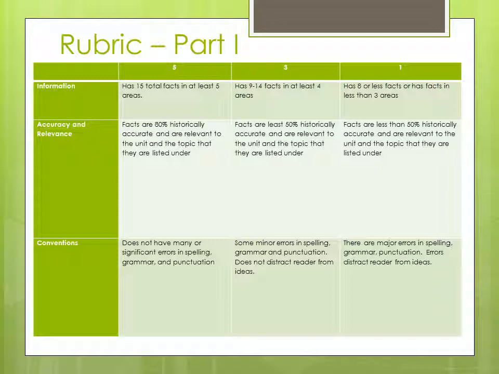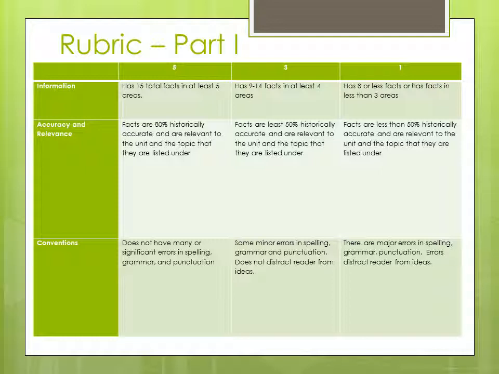Your facts are 80% historically accurate. Your facts are 50% accurate. Or your facts are less than 50% accurate. And then spelling, punctuation, grammar: there aren't many errors. There are some minor errors, but it doesn't affect my ability to read it. And then there are major errors in spelling, grammar, punctuation. There are so many errors, it distracts me from reading, it distracts me from your ideas.